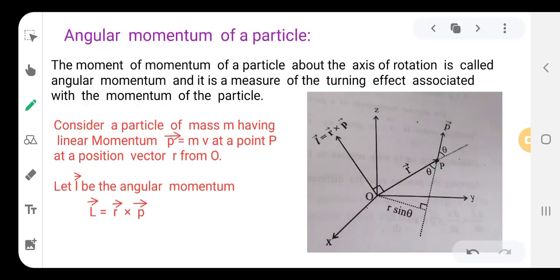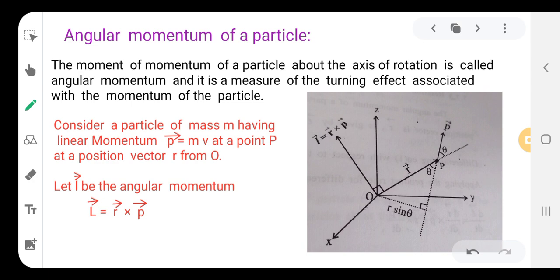So what is meant by angular momentum? The moment of momentum of a particle about the axis of rotation is called angular momentum, and it is a measure of the turning effect associated with the momentum of the particle. Moment is nothing but the force, right? So the force applied to the momentum of a particle when it is in the rotatory effect.